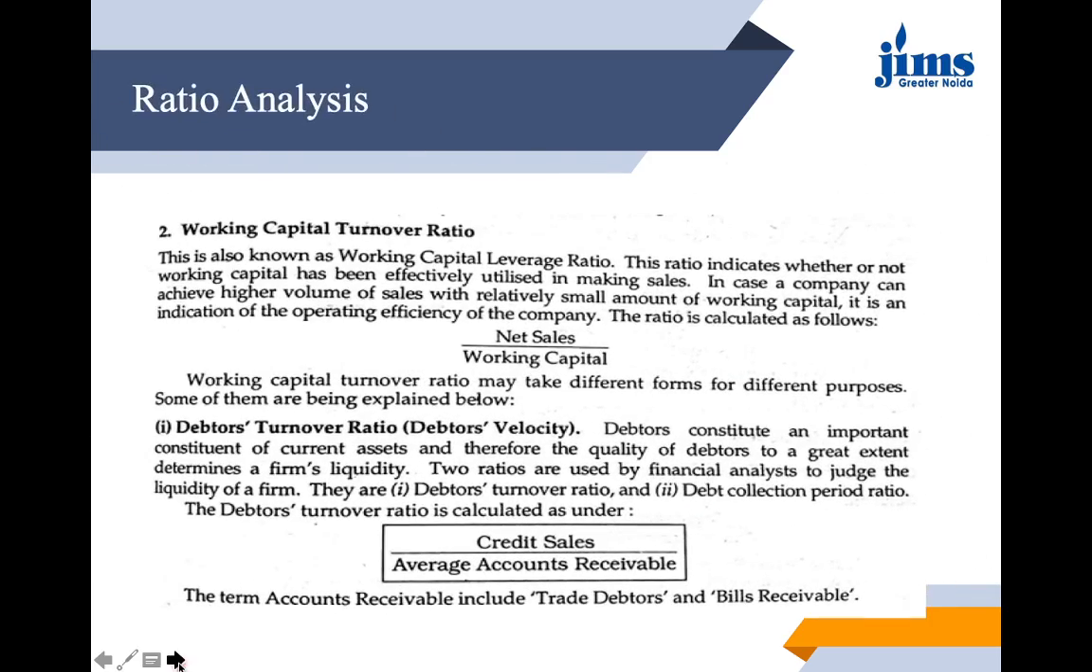Let us move further. The second important ratio that we have here is the working capital turnover ratio. This is also called the working capital leverage ratio. This ratio basically shows you whether or not the working capital has been effectively utilized in making sales. In case a company can achieve higher volume of sales with a relatively small amount of working capital, it indicates its operational efficiency. So it will always be appreciated if there is a higher volume of sales and less amount of working capital being used for it. So the formula here that we will be using would be net sales upon the working capital.